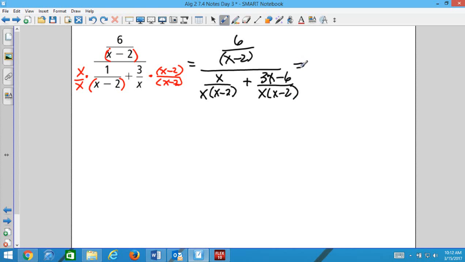From here, we need to add the stuff in the denominator. My numerator is still the same. But in the denominator now, I have 4x minus 6 over x parenthesis x minus 2.